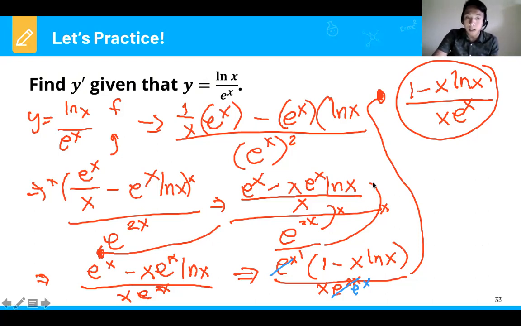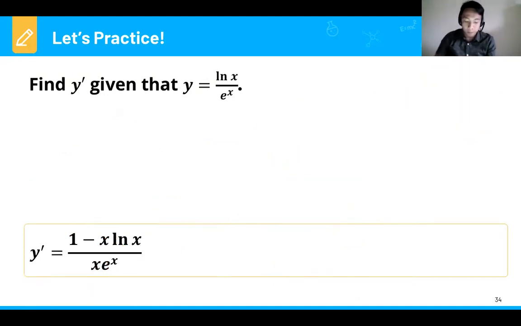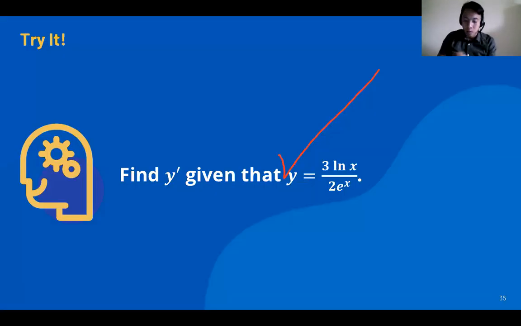So let's check if you are correct. Yes, 1 minus x ln x over x e raised to x. So we are correct. Okay, let's move on. Okay, this one. I will solve this one, then I will give you another activity regarding just like the same as this. Okay, para may activity kayo. Okay, so let's solve for this one. I will use my whiteboard.